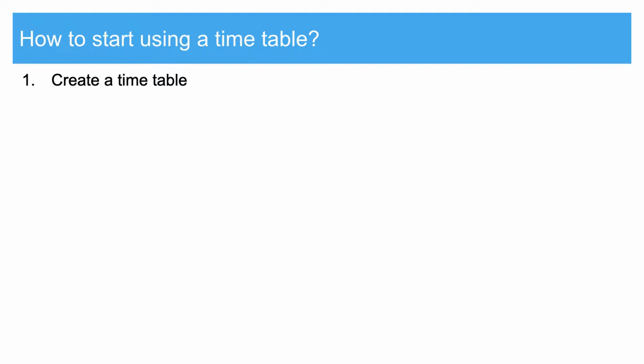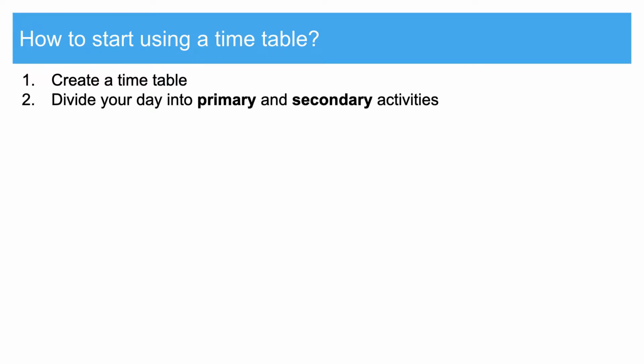Maybe you can start your day when you wake up in the morning, and then maybe you can divide your whole day into a time slot of maybe 2 or 3 hours. So just create this on a blank paper, and then divide your day, divide your activities, divide the studies that you need to do into primary and secondary activities.